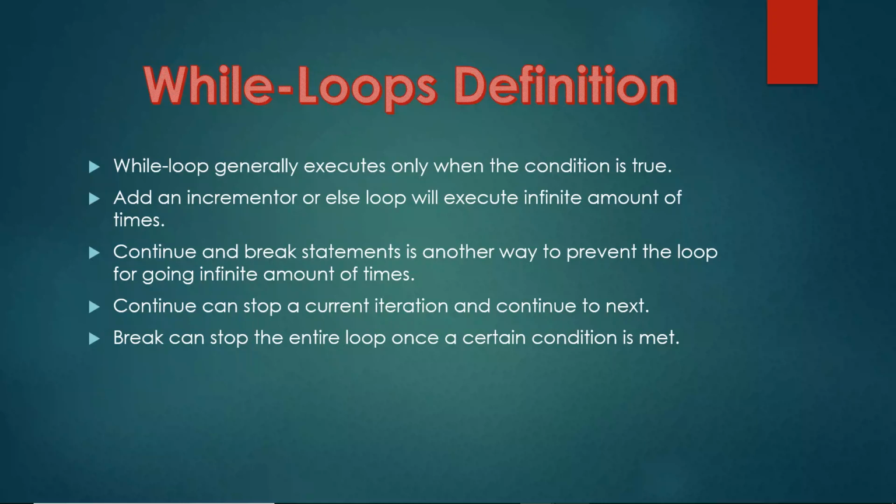A while loop generally executes only when the condition is true. You add an incrementer, or else the loop will execute an infinite amount of times. You can also use continue and break statements to prevent loops from going infinite. A continue can stop the current iteration and continue to the next, whereas the break can stop the entire loop once a certain condition is met.